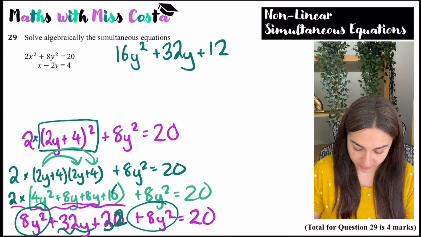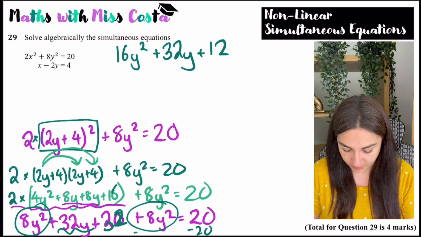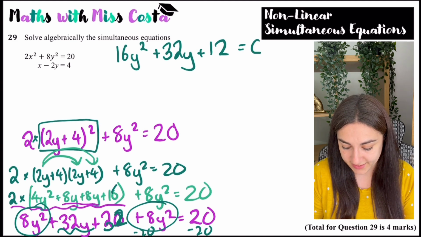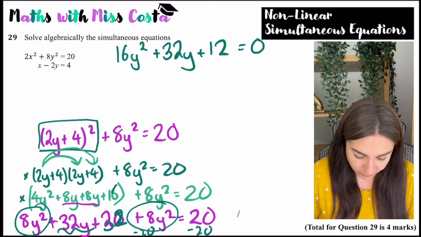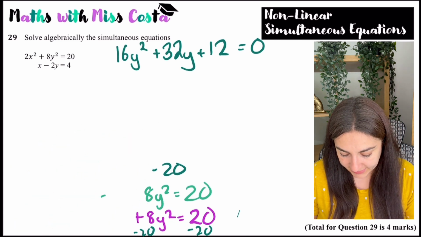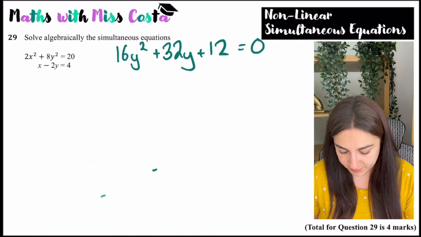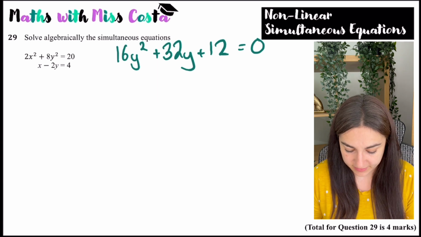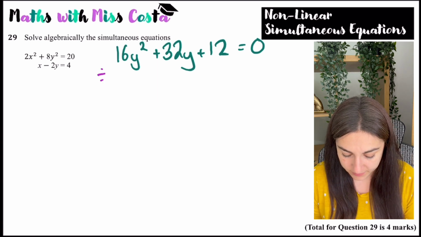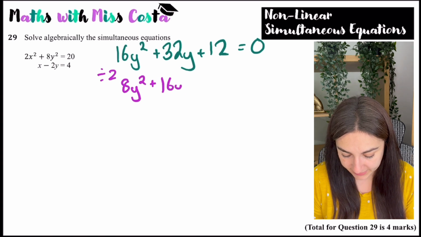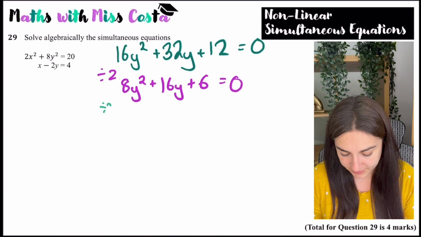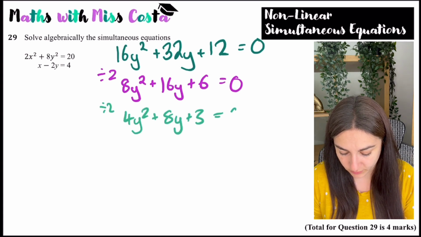The reason I've done this, moving that from both sides, is that in order to solve a quadratic, you need to make it equal to 0. Now that it's equal to 0, I can manipulate it a bit. So I can divide everything by 2. That would be 8y squared plus 16y plus 6 equals 0. And I could divide it by 2 again: 4y squared plus 8y plus 3 equals 0.